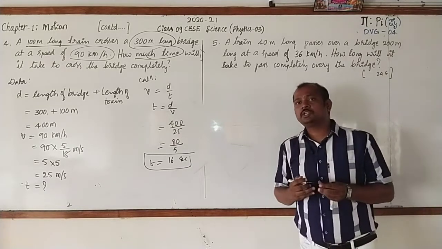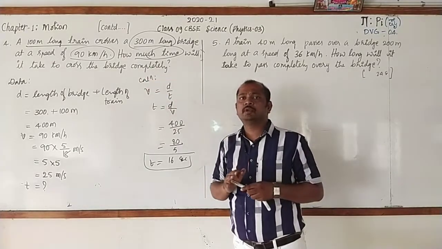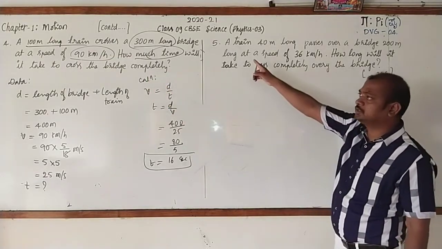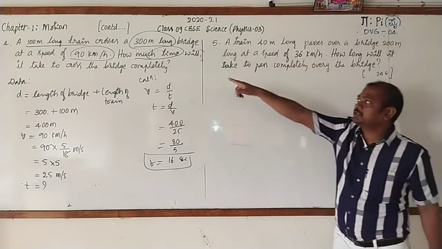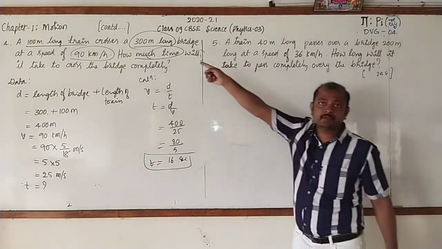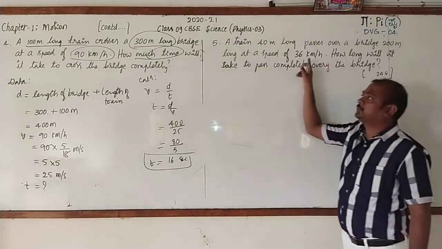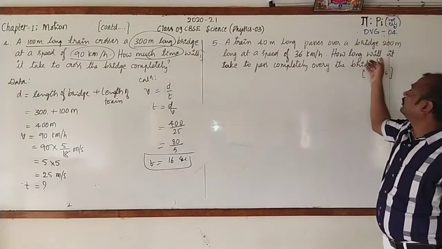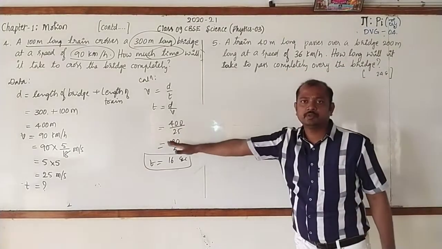Now, to check your knowledge regarding this statement, I have given one more statement almost similar to it, with a difference in the numbers. Go through this. A train 40 meter long (there it was 100 meter) passes over a bridge 200 meter (there it was 300 meter) at a speed of 36 km per hour (in the previous problem it is 90 km per hour). Then how long will it take to pass completely over the bridge? Same time. Can you solve this?